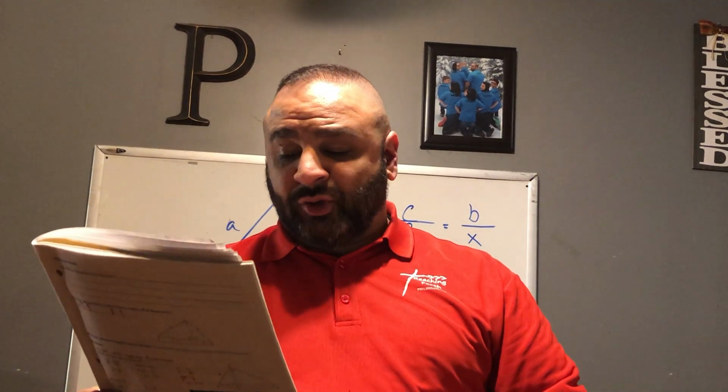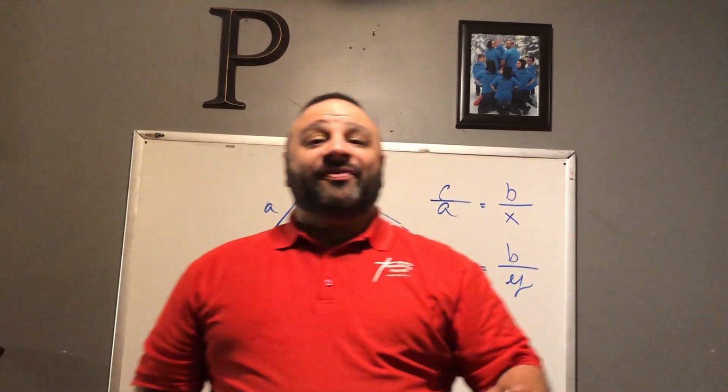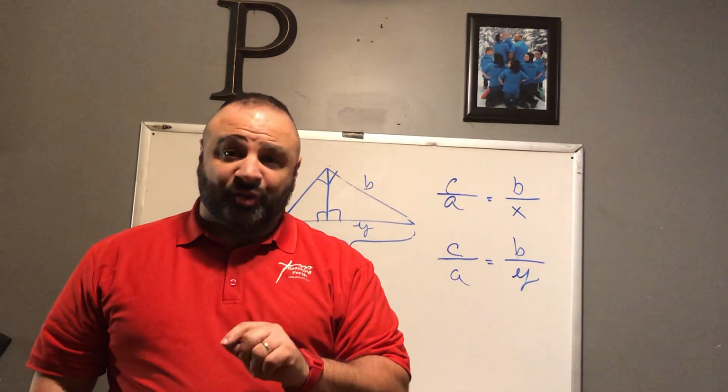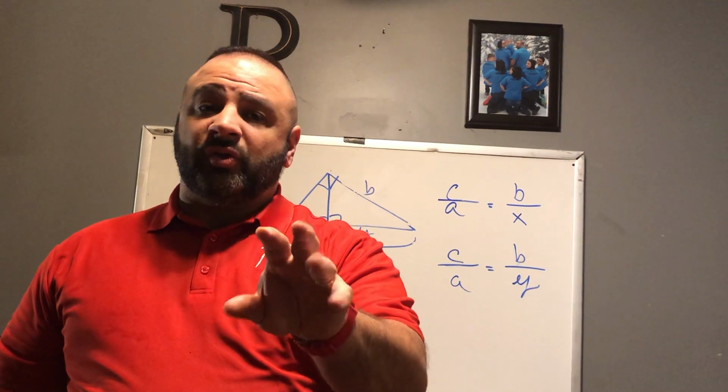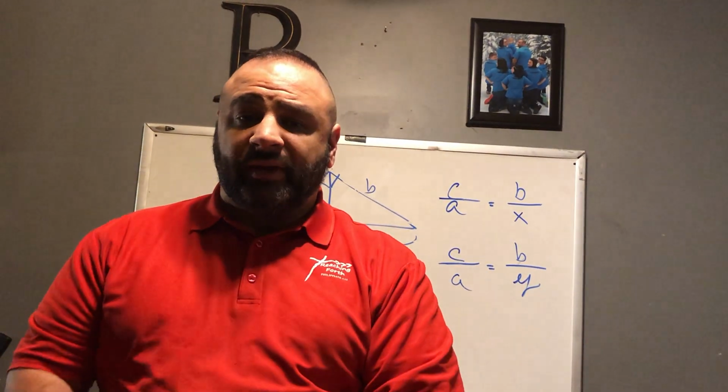In Corollary 1, the length of the altitude drawn to the hypotenuse of a right triangle is the geometric mean. In Corollary 2, the length of the sides are the geometric mean. So don't confuse the two. Corollary 1, the length of the altitude is the geometric mean. And Corollary 2, the length of the legs are the geometric mean. I hope that doesn't confuse you. It's a very important distinction to make between the two.